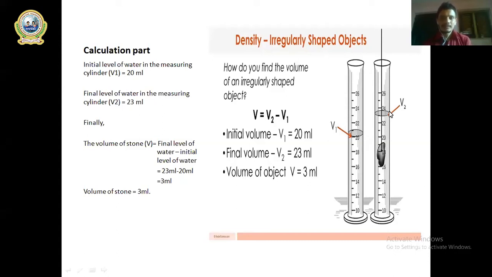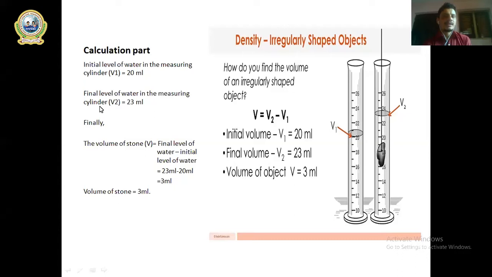Did you get the point? See that. The initial level of water in the measuring cylinder is 20 ml. Before putting the irregular stone in the cylinder, the volume is 20 ml. After putting the stone in the measuring cylinder, the volume becomes 23 ml. When you put the stone in the cylinder, the volume rises to 23 ml. So the final level of water in the measuring cylinder is 23 ml.